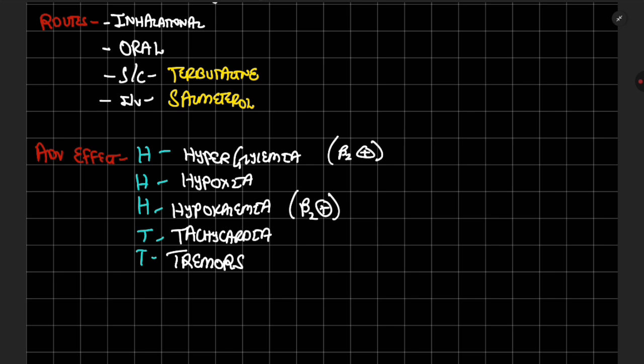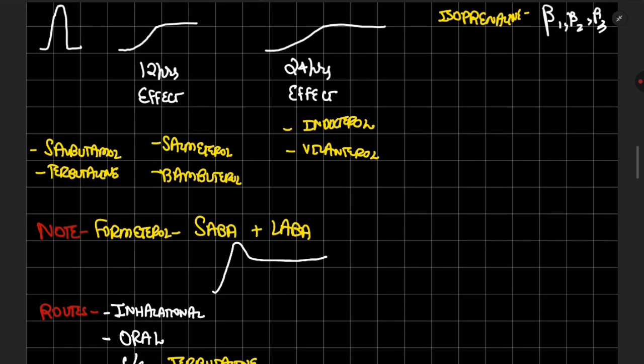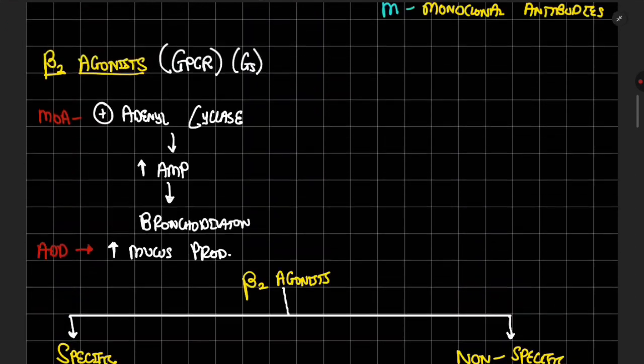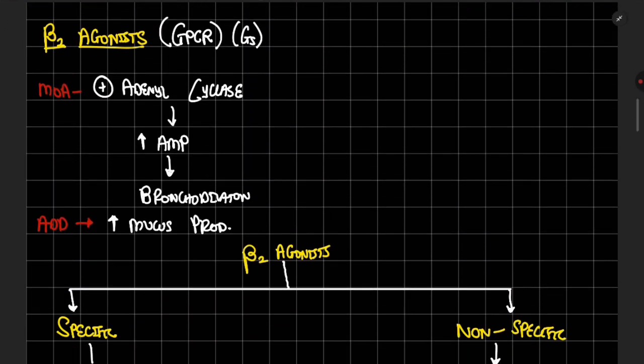S stands for smooth muscle, L for liver, S for skeletal muscle. Now that we have covered smooth muscles, and we have covered liver, hyperglycemia, we have the third S, which is skeletal muscles. So it will act on skeletal muscle and cause tremors. So what is the mnemonic? HHHTT.